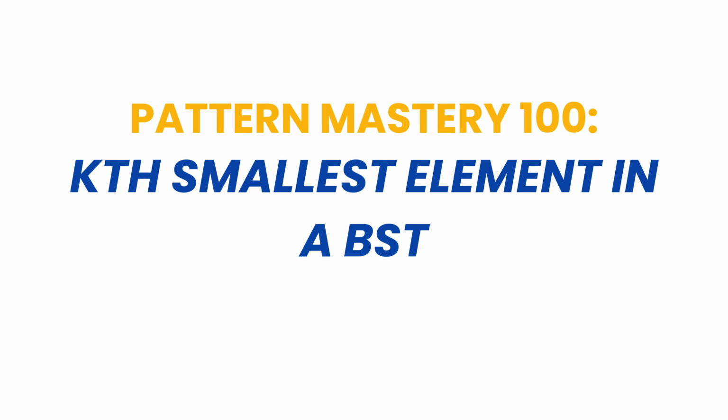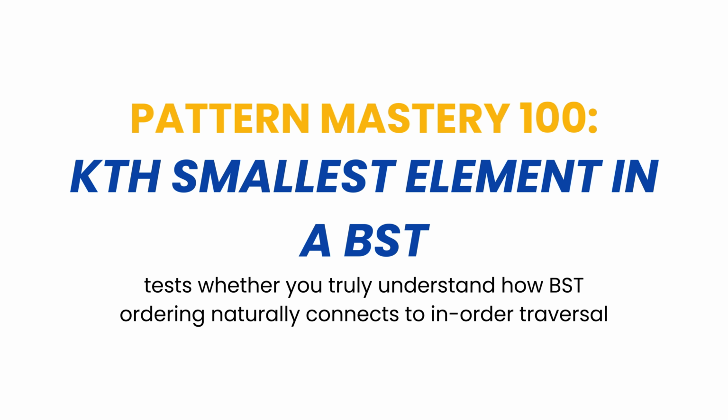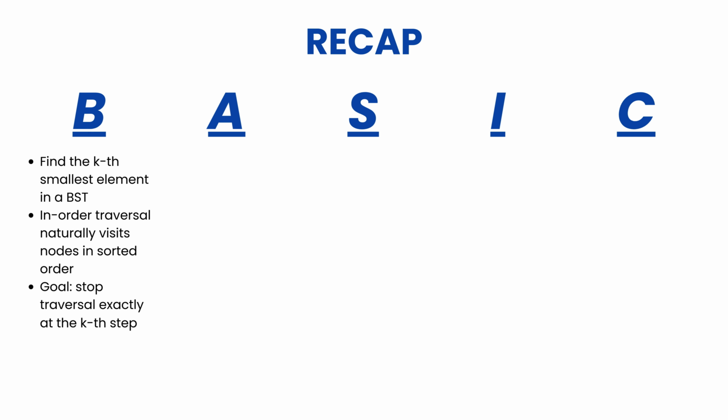Finding the Kth smallest element in a BST is one of those problems that looks simple, until you realize how much it reveals about your grasp of tree structure and traversal. This one tests whether you truly understand how BST ordering naturally connects to inorder traversal. Let's do a recap. Conceptually, the problem is about ranking within a tree. We're given a BST and a number k, and we need the Kth smallest value. Because a BST's inorder traversal visits nodes in sorted order, our goal becomes: traverse in order, and stop at the Kth step.